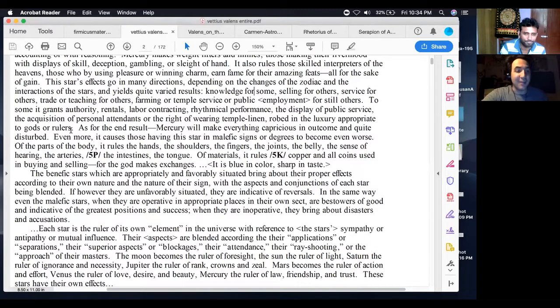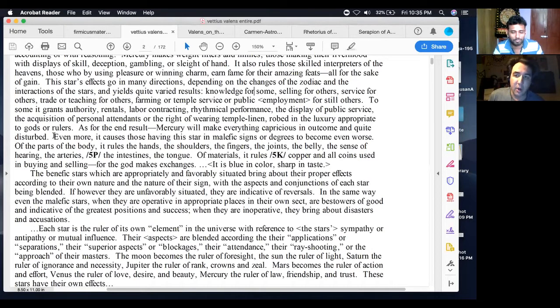Knowledge for some, selling for others, service for others, trade or teaching for others. So again, very social. Mercury is very social. That's what's being emphasized here. Temple service, still for others. To some, it grants authority, rentals, labor contracting, rhythmical performance, the display of public service, and so on and so forth. But again, very diverse stuff, all hinting at what planet is most influencing Mercury. Mercury is always influenced by some planet in the chart. So there is a collection of everything that is given here as signification of Mercury.